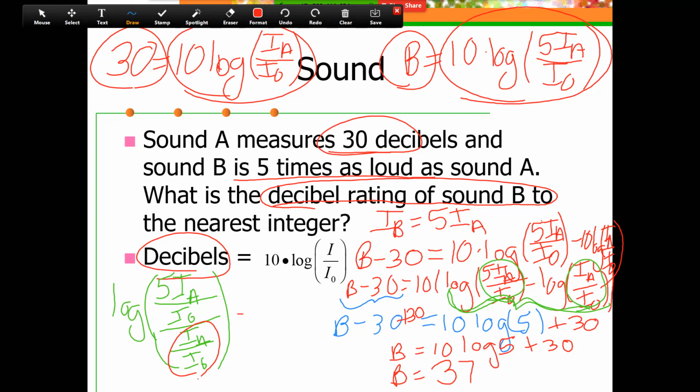So if you're at a stereo and you go from 30 to 37, that's not very far, but you're going to be 5 times as loud. It's going to be really super loud.